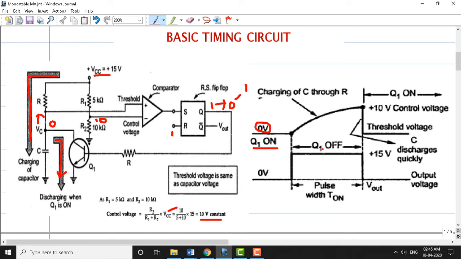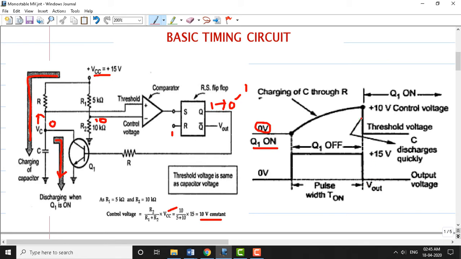So during this pulse duration, the capacitor is charging through the resistance R. Once the capacitor voltage rises to 10 volts, the Q bar drops to 0. So during this pulse, the capacitor is charging. As long as the capacitor is charging, the output will be a pulse of duration T on.